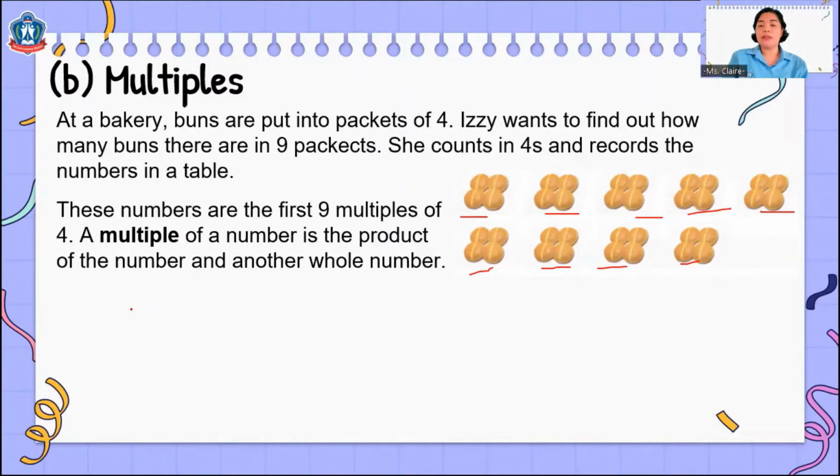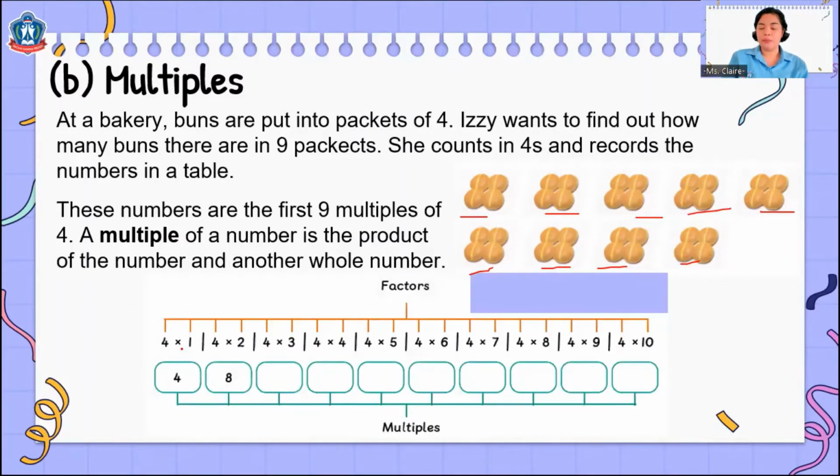A multiple of a number is the product of the number and another whole number. So the first multiple of 4 is 4 because 4 times 1 is 4. The next multiple of 4 is 8, this one. And the next are 12, 16, 20, 24, 28, 32, 36, and 40. So these are the first 10 multiples of 4. So when we talk about multiples, just remember to skip count by 4. So if we are going to look, what are the multiples of 4? Please remember, what are the numbers when we skip count by 4?